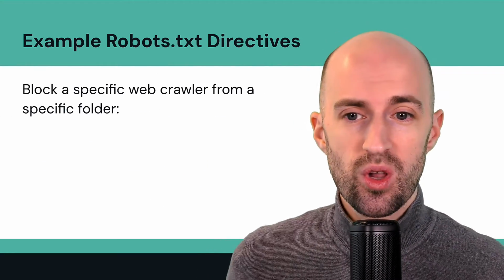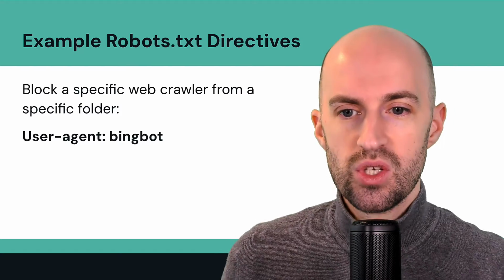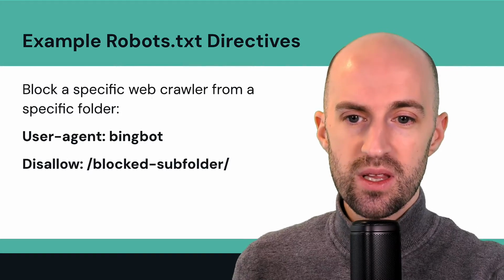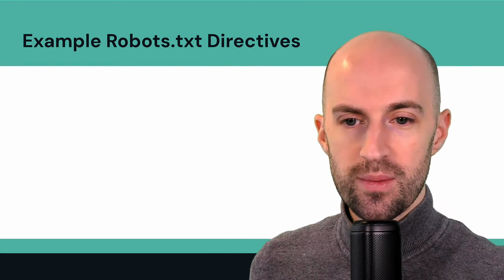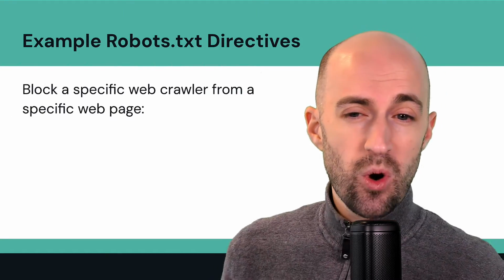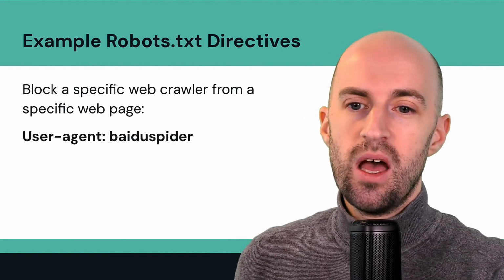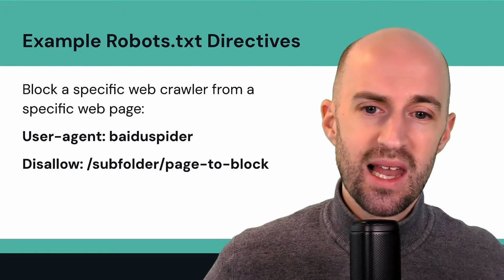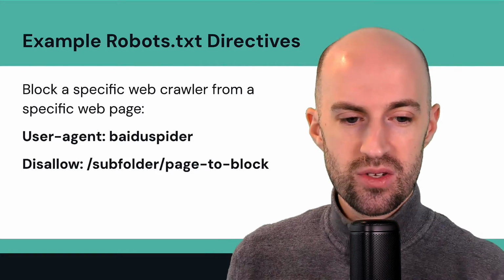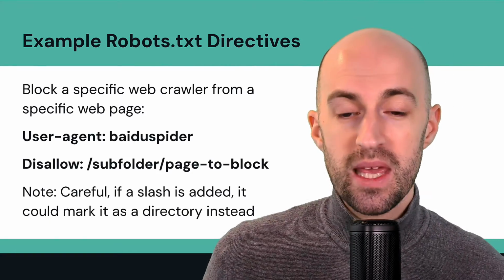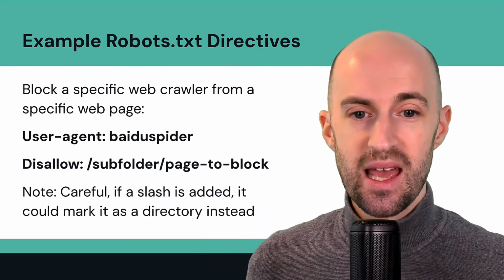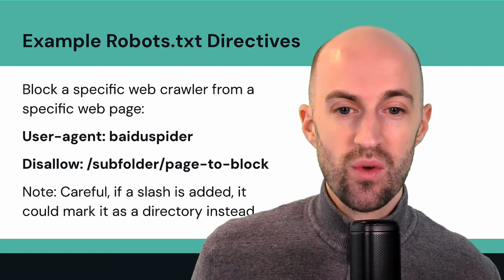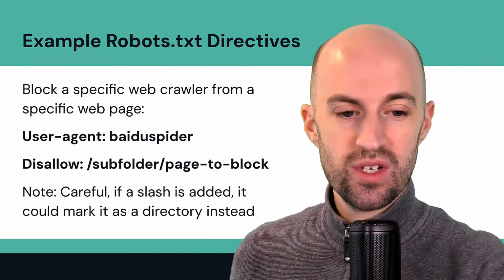Block a specific web crawler from a specific folder. So user agent bingbot. So these are the directives that will apply to bingbot specifically. Disallow /blocked-subfolder/. Block a specific web crawler from a specific web page. So user agent Baiduspider, for example, and /subfolder/page-to-block. So that's an example. Now, be careful, because if a / is added and this is a page, it could mark it as a directory instead. So just make sure that you know that this is the page and not a directory.